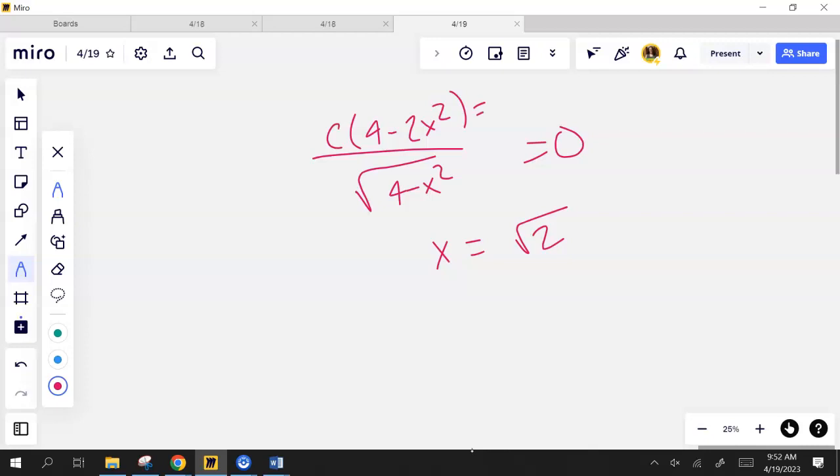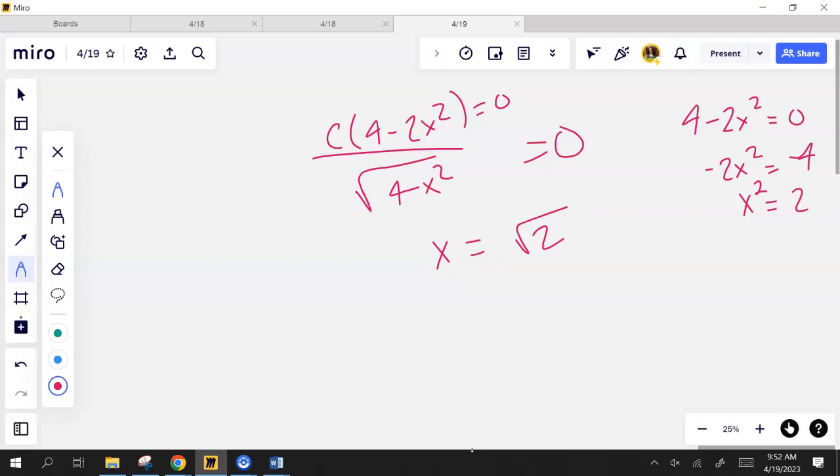I set this top equal to 0. If you divide by a constant, it's still going to be 0. So 4 minus 2x squared equals 0. Negative 2x squared equals negative 4. So x squared equals 2. And then take the square root.